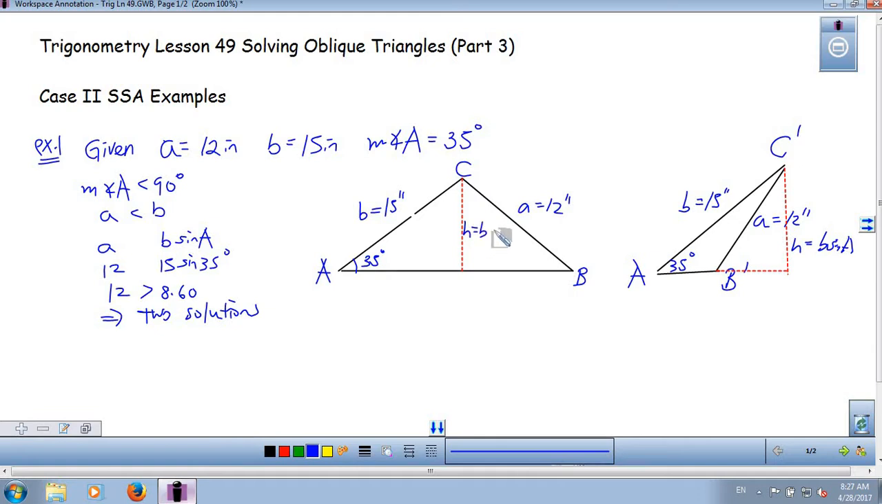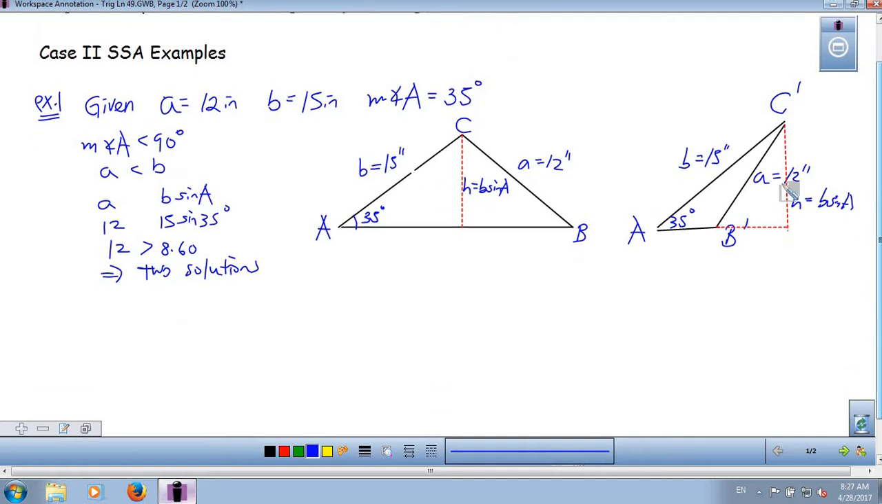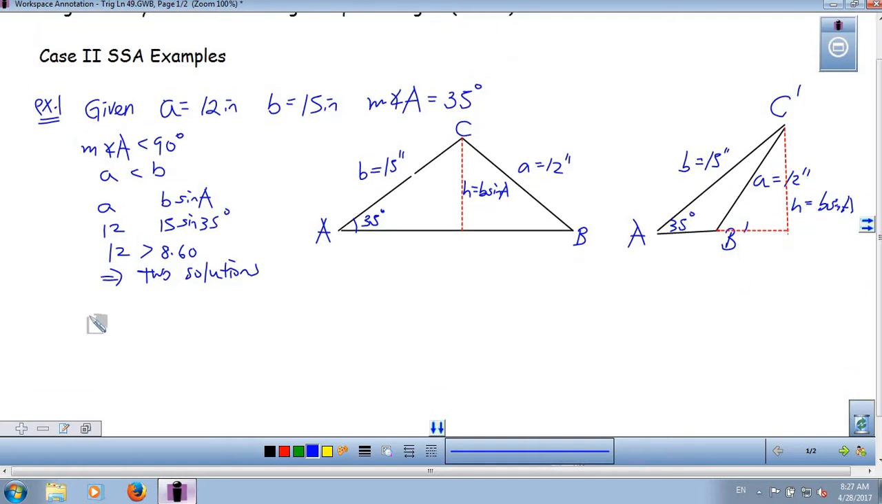It's just equal to b sine A. Alright, so now I think we are ready to go ahead and solve. Okay, I'm going to call this solution 1. I'm going to call that this picture on the right solution 2. So let's start with solution 1.